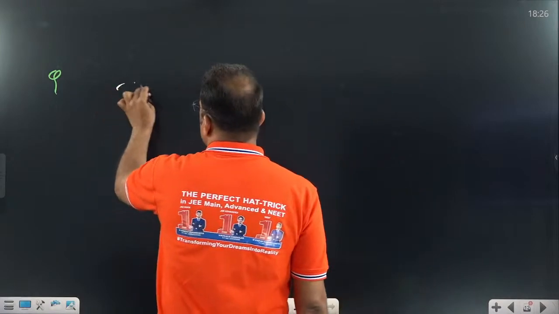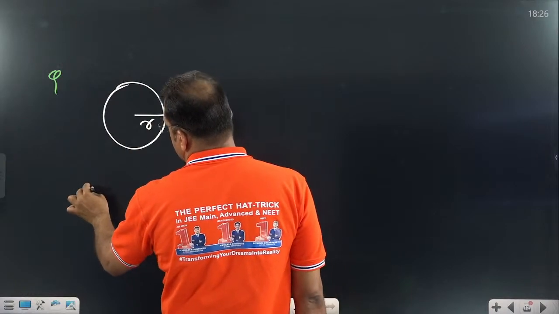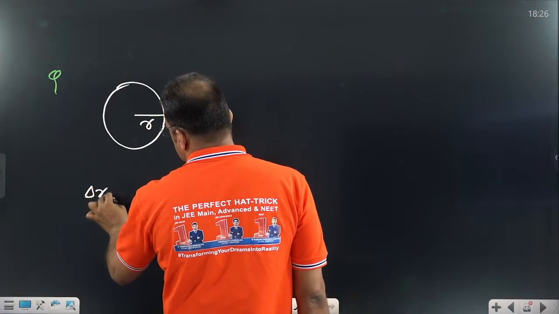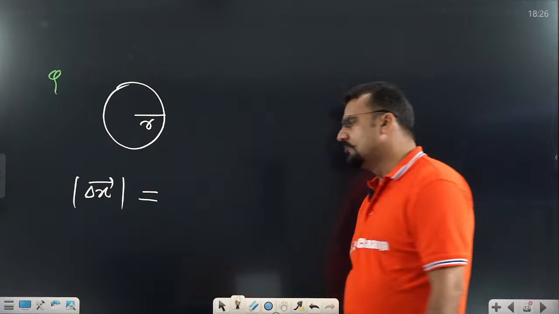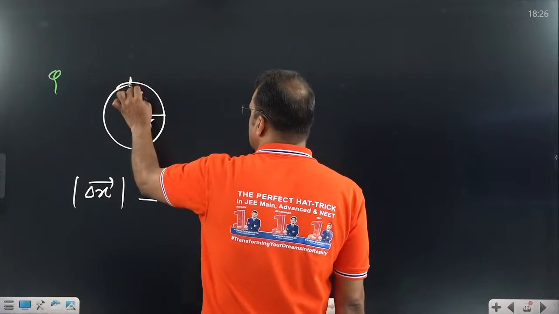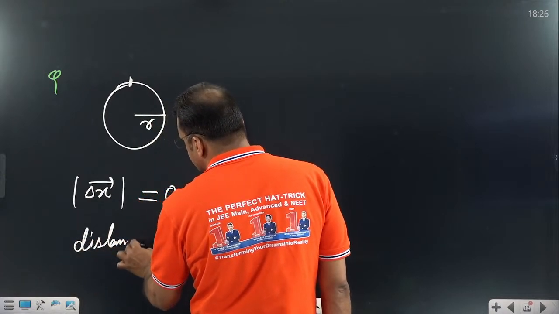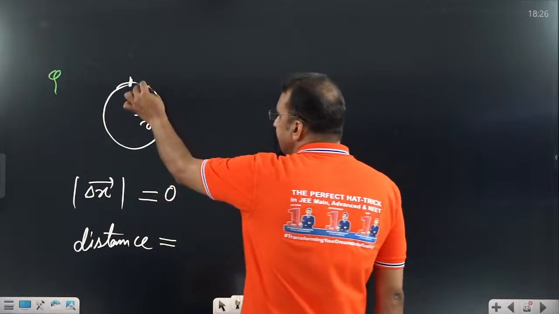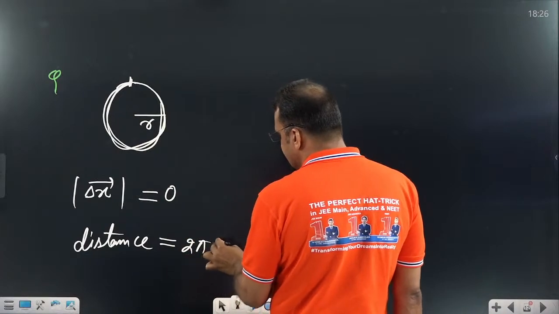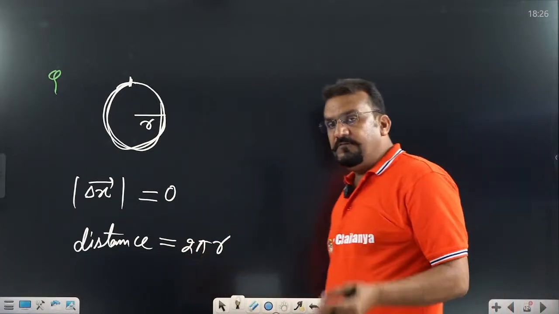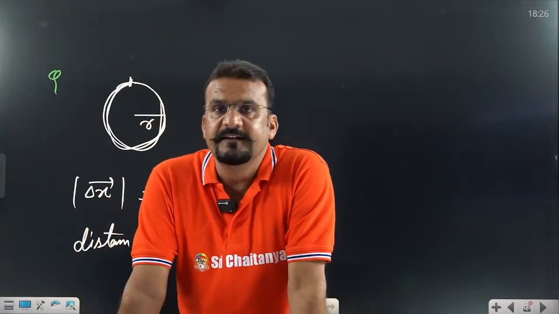See, let us assume one circular path is given and its radius is r. Tell me what is the displacement. First he is asking about the magnitude of displacement, delta x. Very good, 0. In a circle the initial position is equal to the final position. And what is the distance? In one circle, the distance is going to be the path length, and the path length of one circle is going to be 2 pi r. Getting it or not? If you are getting the idea about distance and displacement, that means we can solve the questions. Let us take one more question.